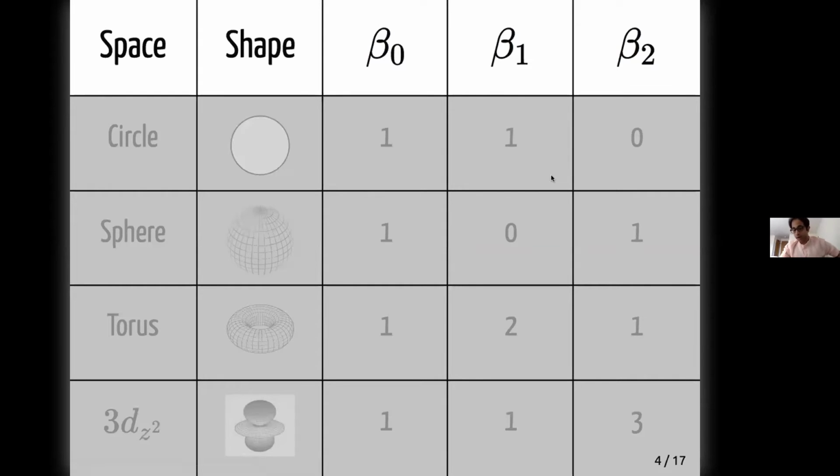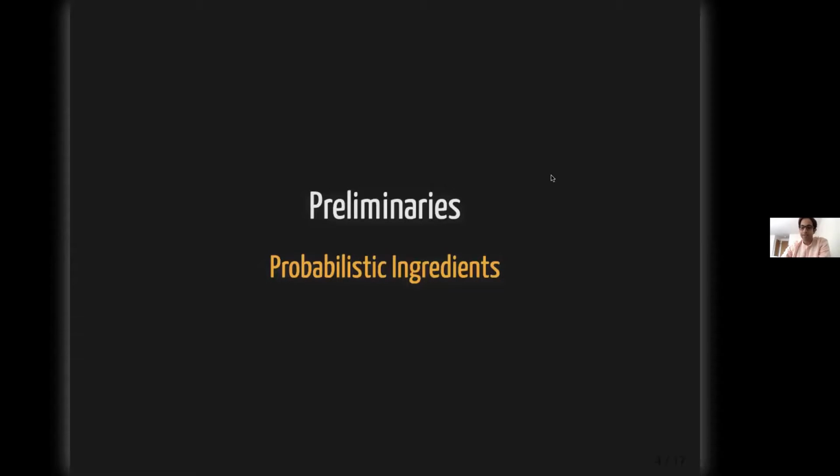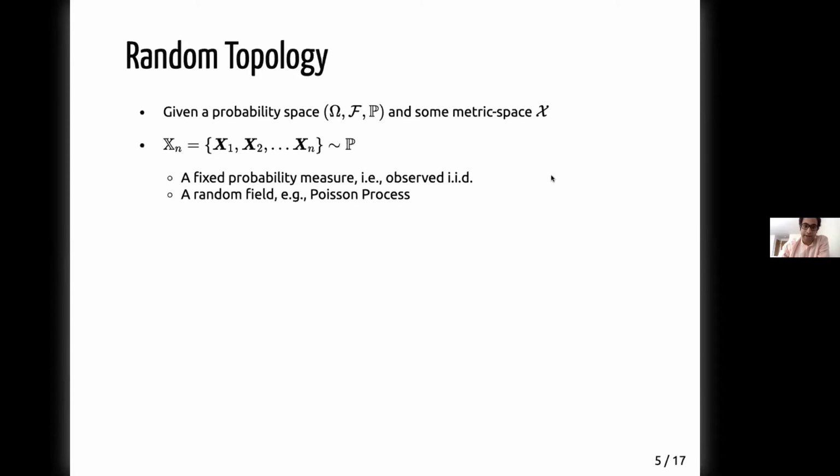The quantities that we're interested in are the Betti numbers. I won't engage in the superfluous task of describing Betti numbers to an audience of topologists, so I'll just leave it at this. But I'll spend a little more time describing the probabilistic structure in more detail.